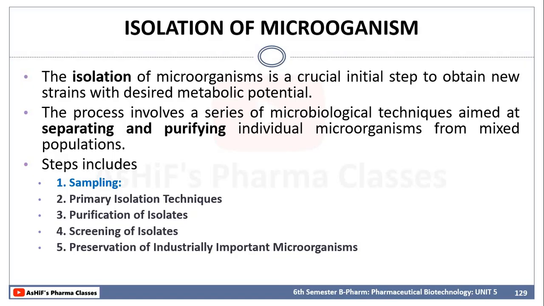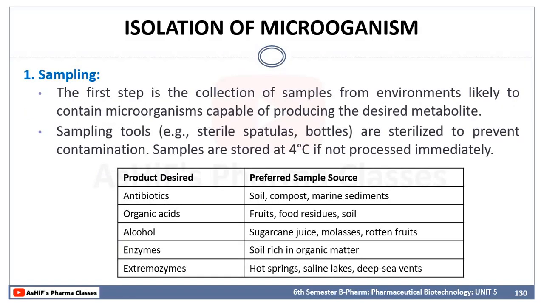So these are the different steps: sampling, primary isolation technique, purification of isolates, then screening of isolates, and preservation of industrially important microorganisms. So the first one is sampling. The first step is to collect samples from the environment, that is, the natural source, which is likely to contain many microorganisms capable of producing desirable metabolites. For antibiotics, we can take samples from sources like soil, compost, marine sediment. For organic acids, fruits, food residue, soils. So these are the preferred sample sources of microorganisms.